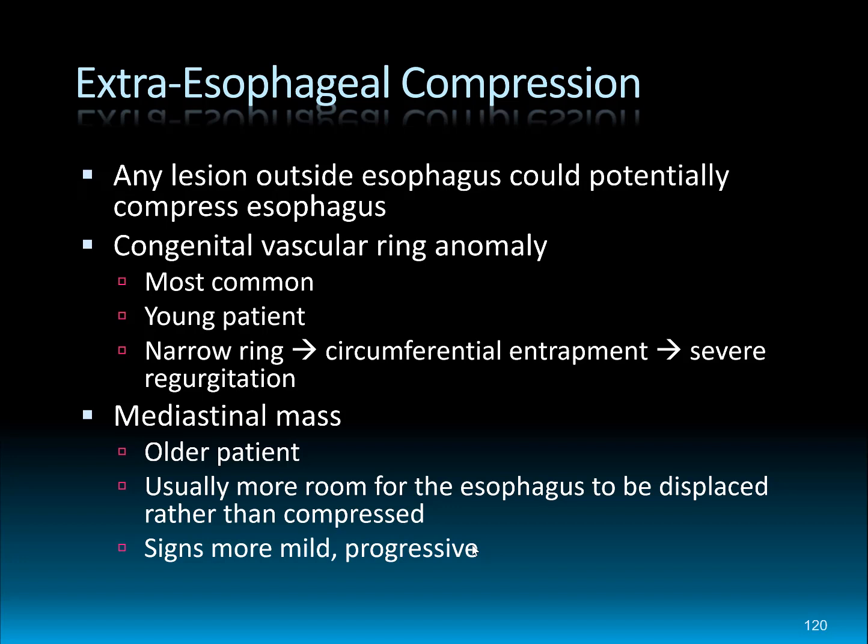Other mediastinal masses will do similar things. Usually those are in older patients. Congenital lesions are young. Masses are often neoplastic, so usually older patients. Usually these are not as severely affected because a mass has to be gigantic before it compresses the esophagus enough to cause really narrowing of the lumen. There's enough room in the mediastinum for the esophagus to work with for a while. And so these signs are usually more mild, they're usually more progressive.